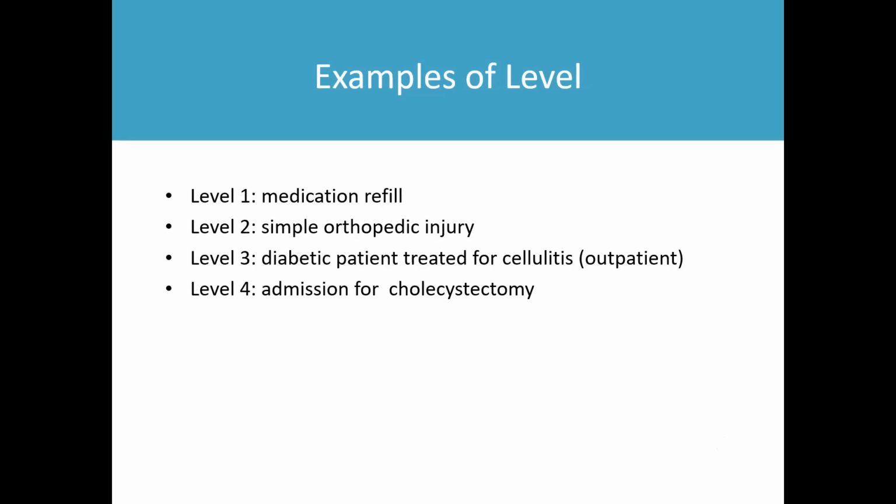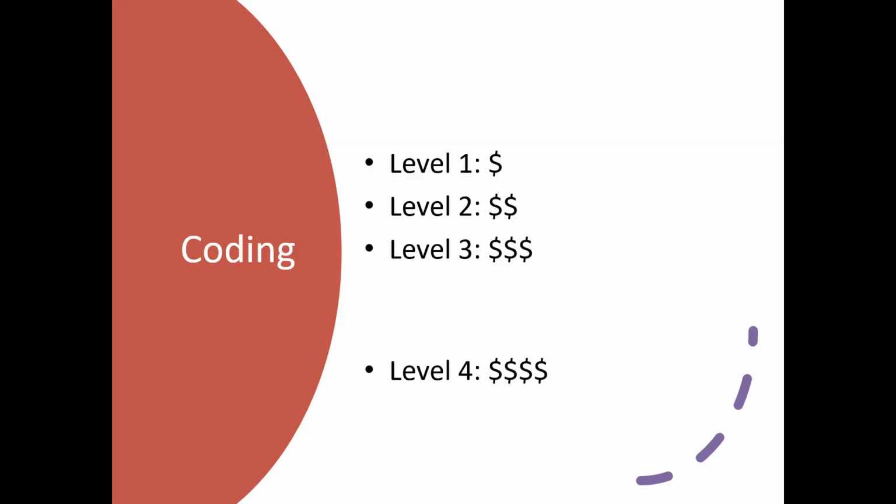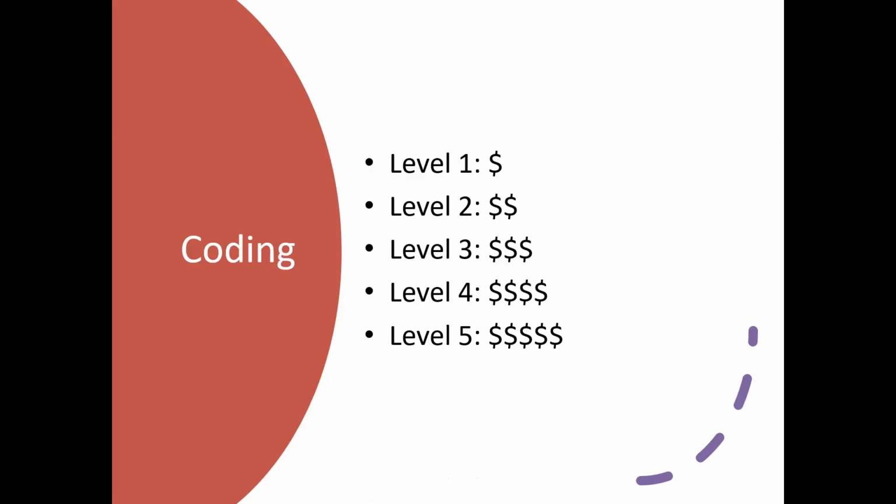And finally, your sick patients, which you'll see a lot of in the VA system. Somebody who has a history of hypertension, diabetes, congestive heart failure, who's presenting with an acute MI. And essentially what it comes down to is the higher the level of coding, the higher the level of reimbursement.